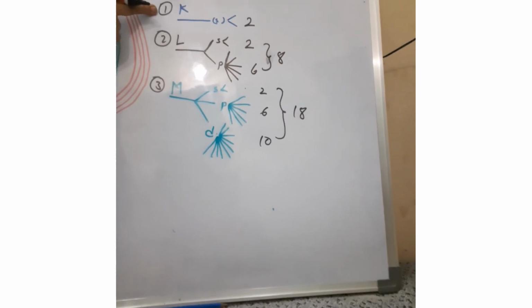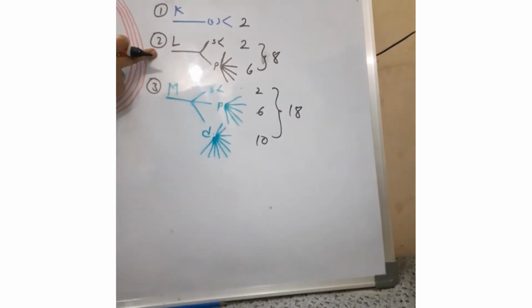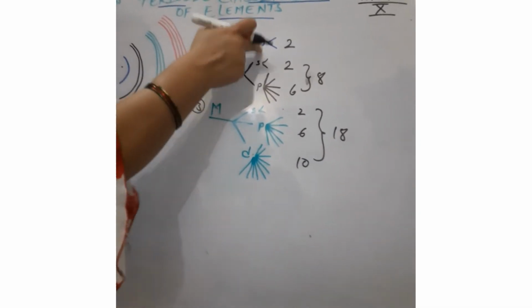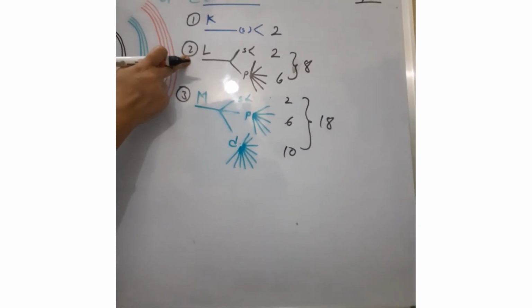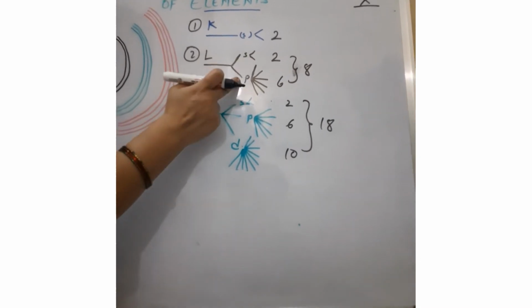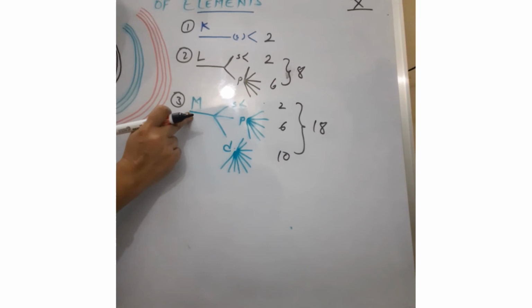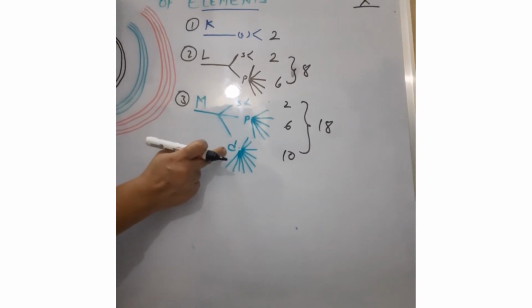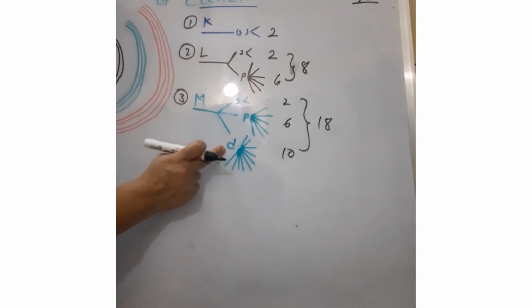Starting from which shell? 1, then to second, then to third. When I enter 1, it will be S. When I enter the second shell, first I go to the smallest subshell, that is S, then to P. Similarly, even in M, I will go to the least subshell S, followed by P, and then D. So this is how electrons are filled.